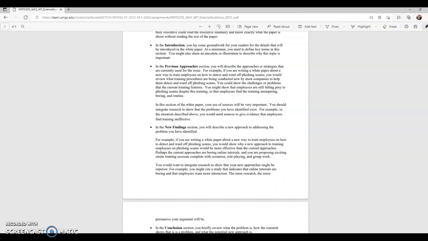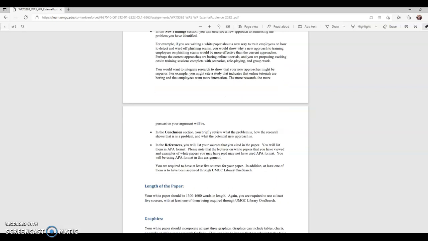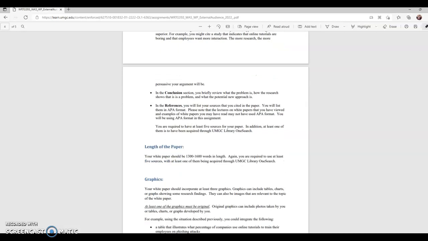Then you have a new section about what can be done now, and that's significantly different in some sense from the prior approaches to business cybersecurity, especially for a small company who may have a limited budget. Then you've got a conclusion section, and then of course your references, which should be set up in APA style.